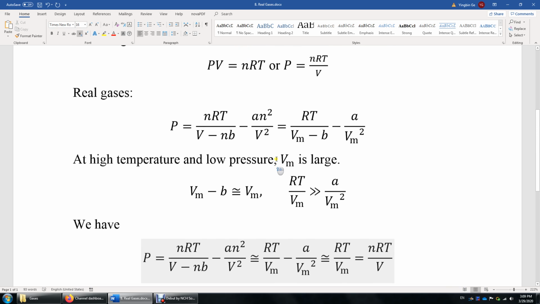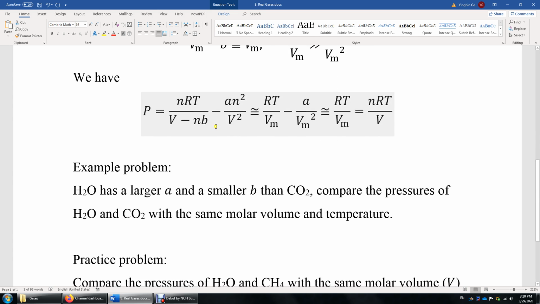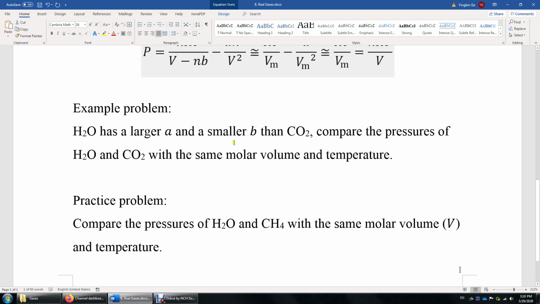So again, if you look at this equation to calculate the real pressure of water versus CH4, this A term for water is much greater, and there's a minus sign here. So I'll let you think about this and compare the pressures of water and CH4.